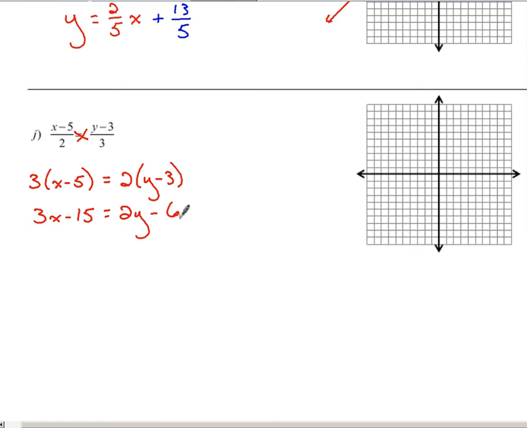Remember, you're solving for y here, so add 6 over. It'd be 3x, minus 15 plus 6. Minus 9 equals 2y. Divide everything by 2. I'll switch this around a little bit. So dividing everything by 2, y equals 3 divided by 2, x, minus 9 divided by 2.